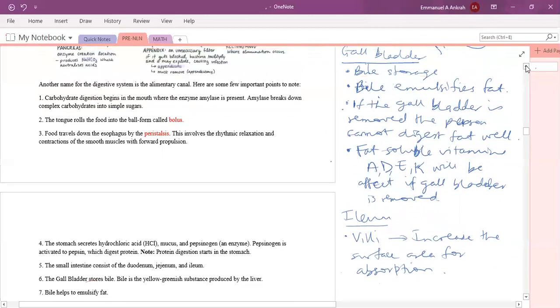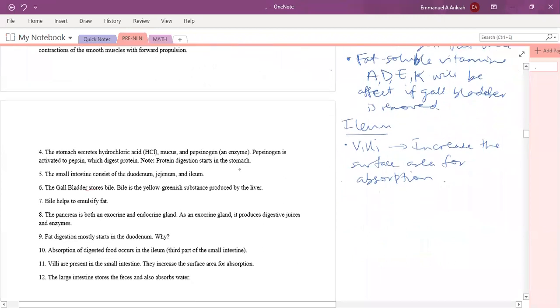So the other part will be the large intestine. Remember, the main function of the large intestine is to store the waste as feces, and then also absorption of water. Okay, that will be the large intestine, storage of feces and absorption of water.